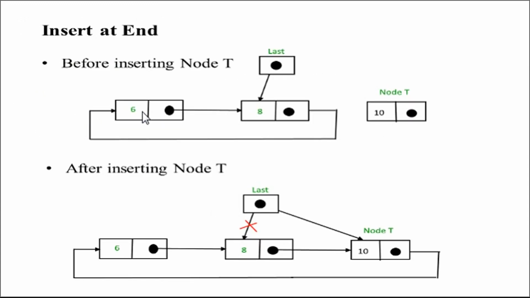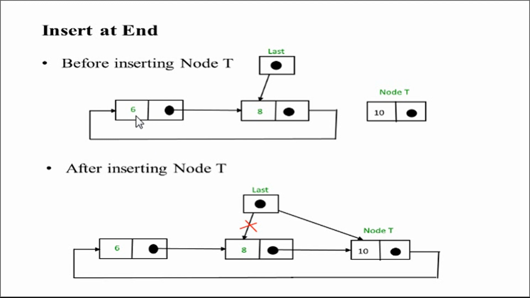Now insert at the end. Now we have two nodes in the list, and the pointer is pointing to the last node in the list, that is 8 in the figure. So last contains the address of the last node in the list. Now we want to add one node called T node into the list at the end. So to add this node in the list, we need to connect this last next part to the T node, the newly created node, and the T node's next part should contain the address of this first node.